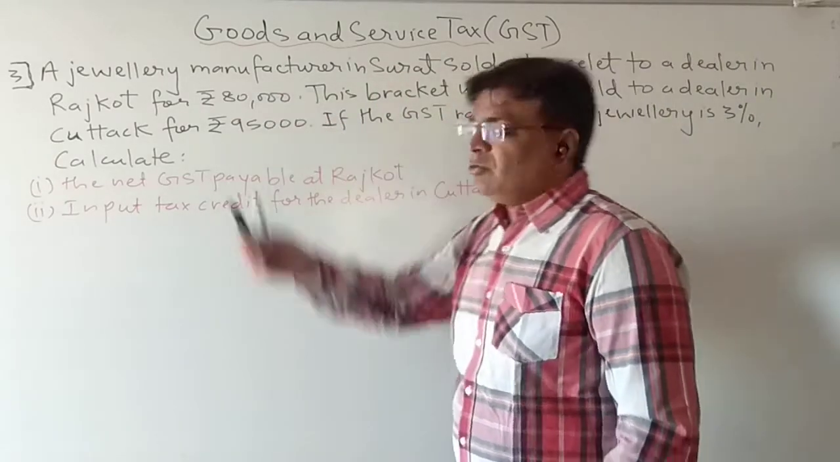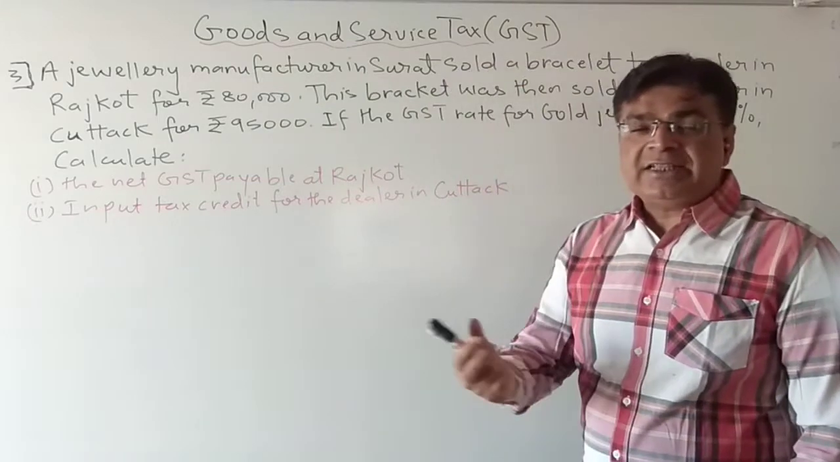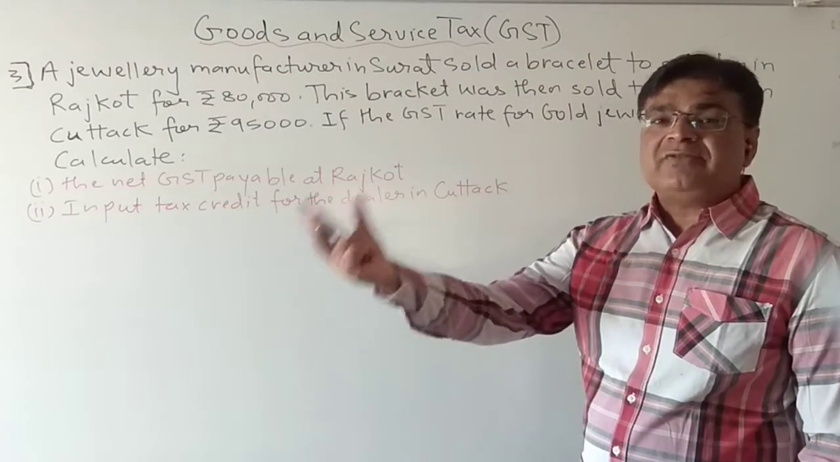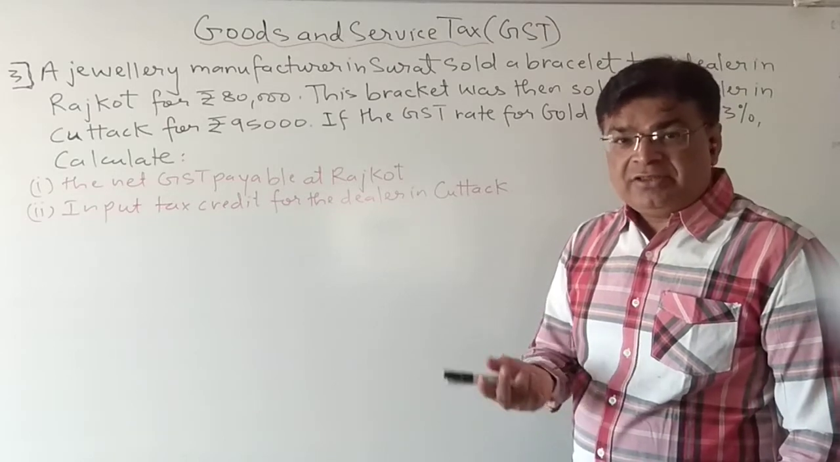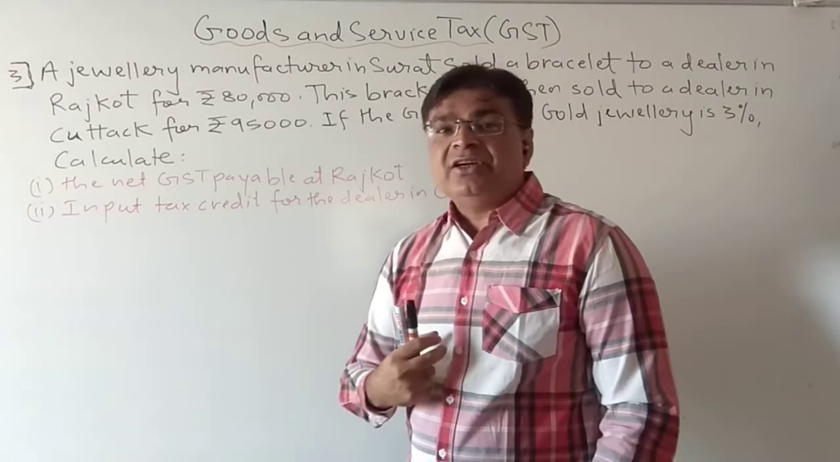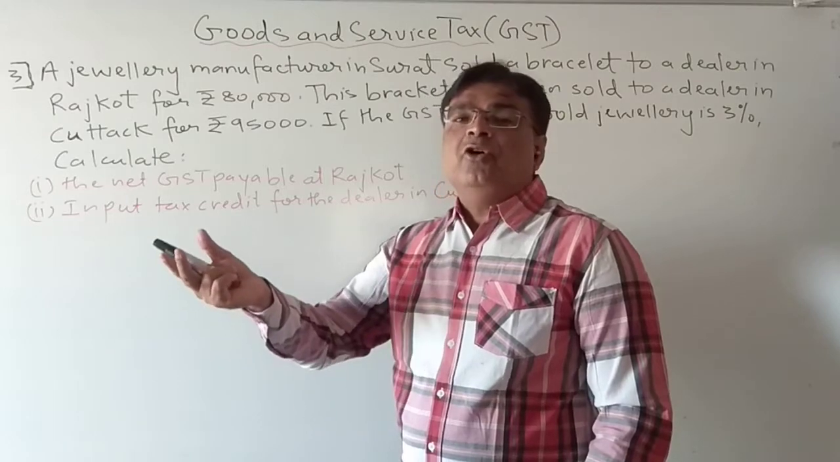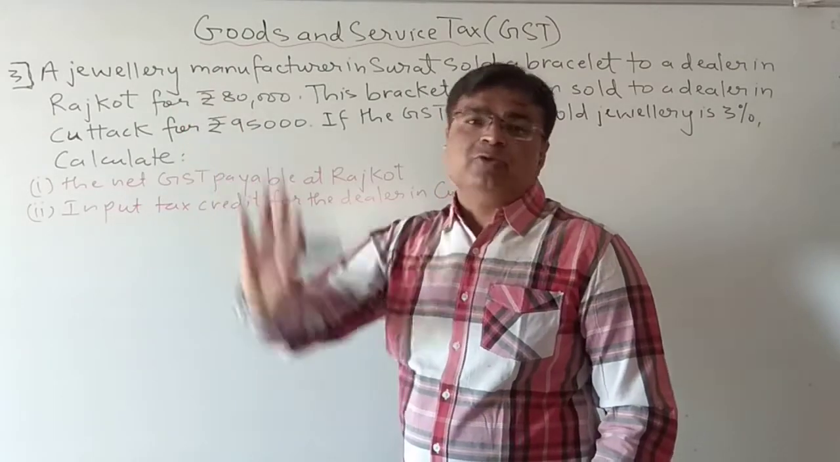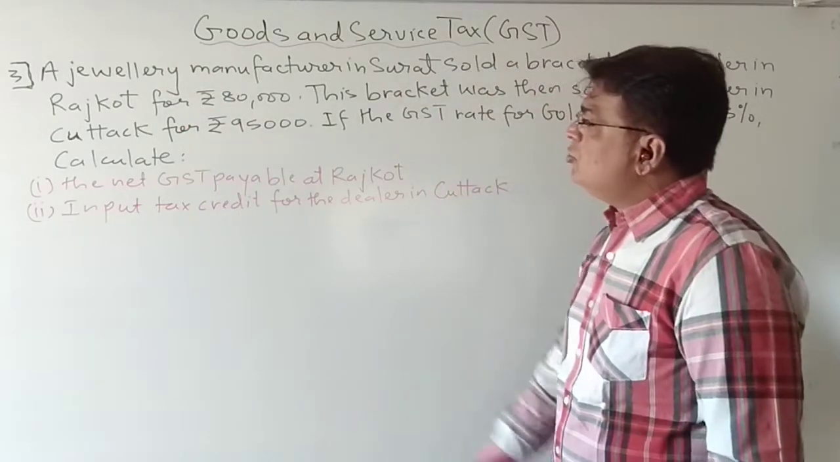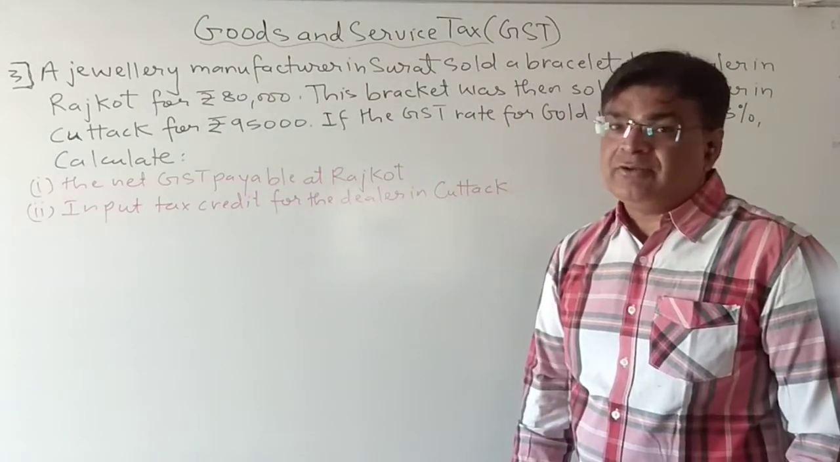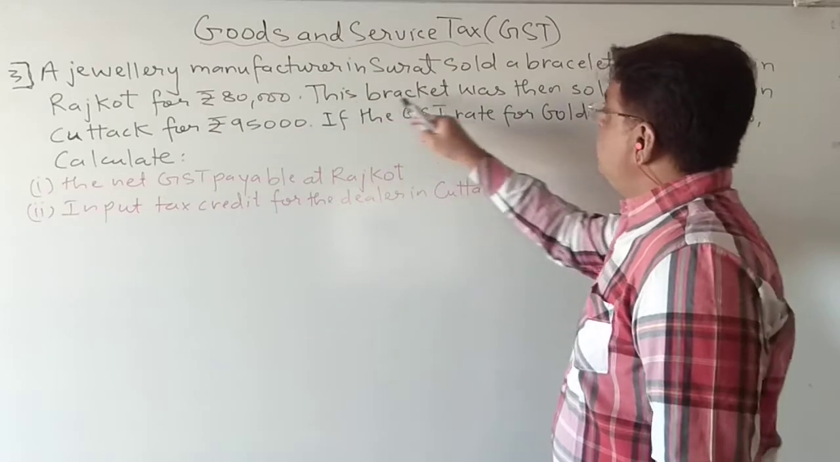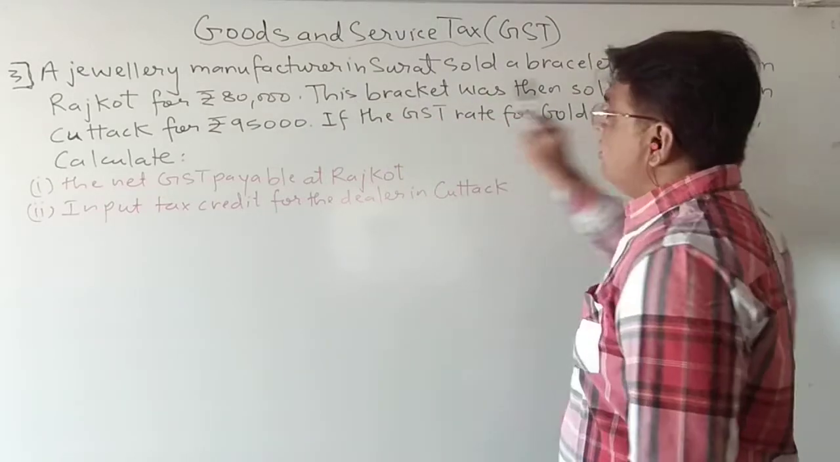Now see, the dealer in Rajkot is purchasing a bracelet from Surat, so he has to pay some tax. The Rajkot dealer will have to pay a tax to the Surat dealer, and then the Surat dealer will pay tax to the government. So the Rajkot dealer will pay tax. What will be the input tax for the Rajkot dealer? That we'll find first. This bracelet was then sold to a dealer in Cuttack.